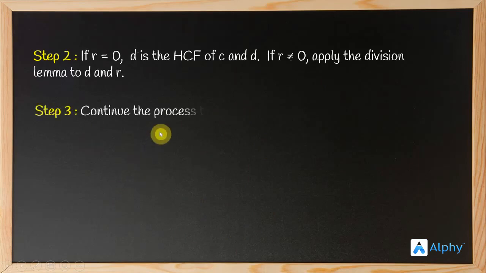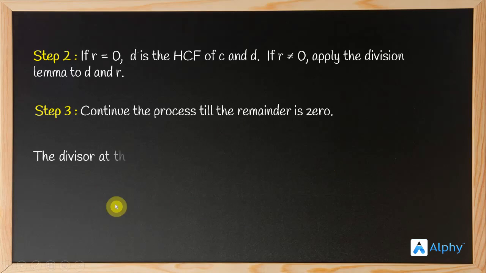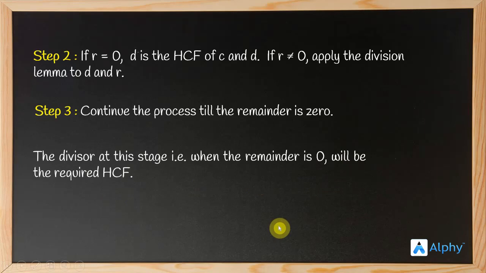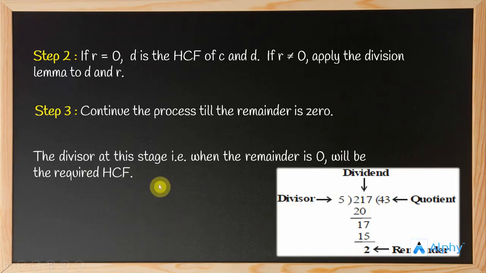Step 3, continue this process till the remainder is 0. So till you get the remainder as 0, you have to keep applying the lemma, change the divisor and the dividend, and continue till you get the remainder 0. The divisor at this stage, that is when the remainder is 0, will be the required HCF. So keep an eye out for that. You don't want to continue after you get 0 as a remainder. So be very careful while you do this.